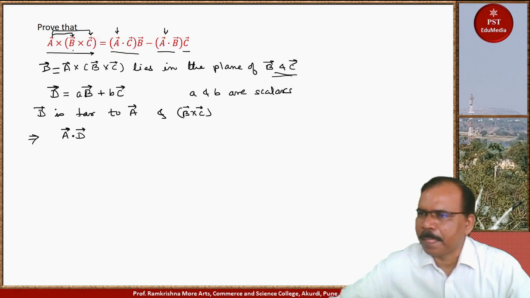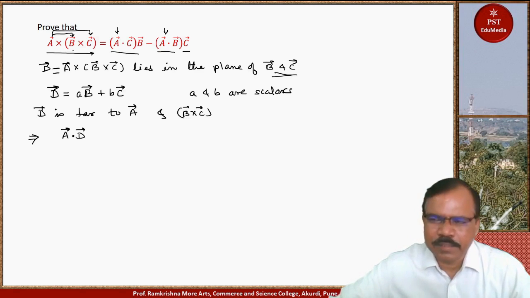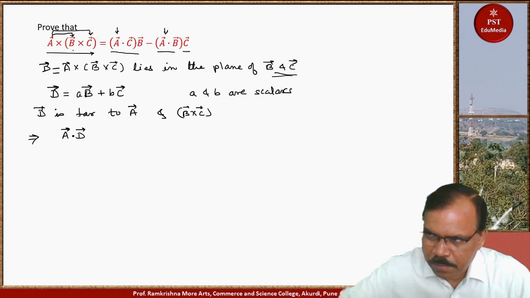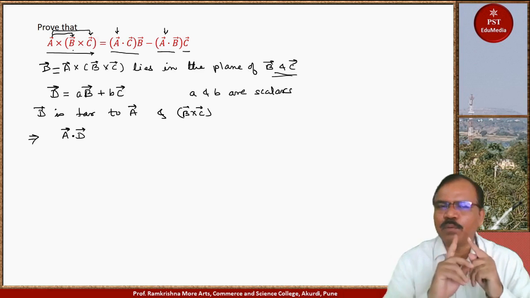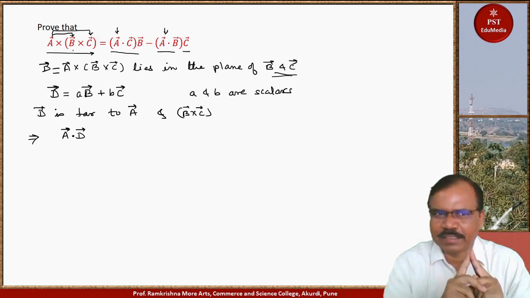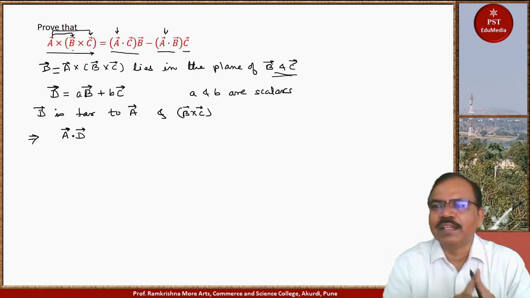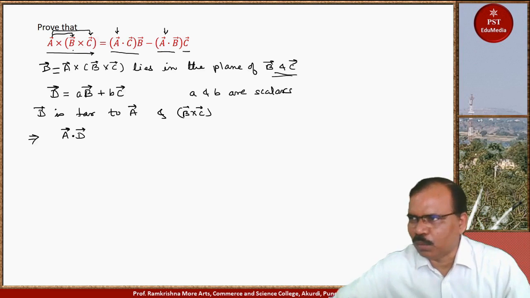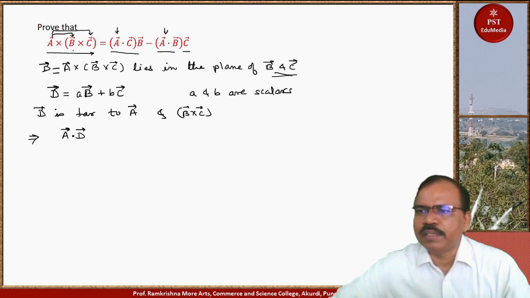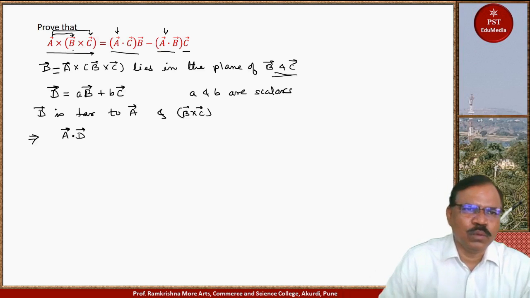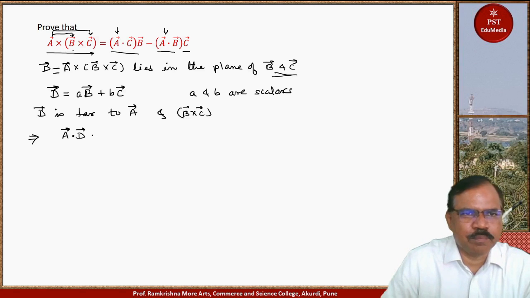Sir. What is A dot D? It is 0. We know that when two vectors are perpendicular to each other, their dot product is 0. So here A dot D is equal to 0 because they are perpendicular to each other.